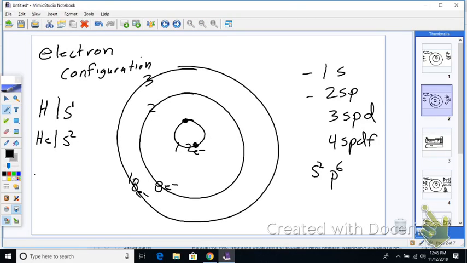Okay? So, let's do nitrogen. I'm not going to do nitrogen. Let's do lithium. So lithium, here's lithium. You guys go ahead and do lithium. We'll see if you get it right. Okay? So, there's 2 electrons. Here's 1 electron.